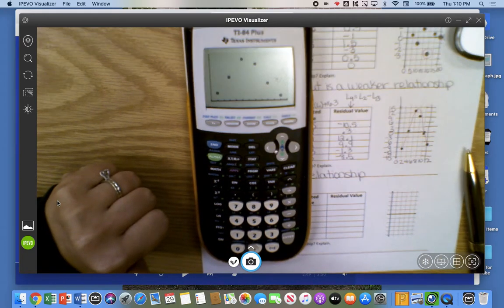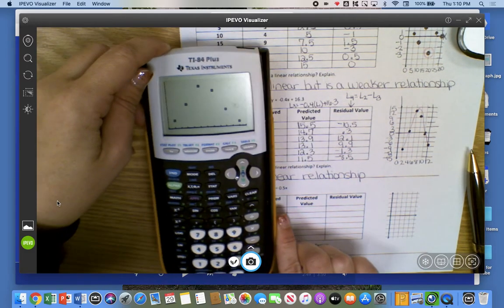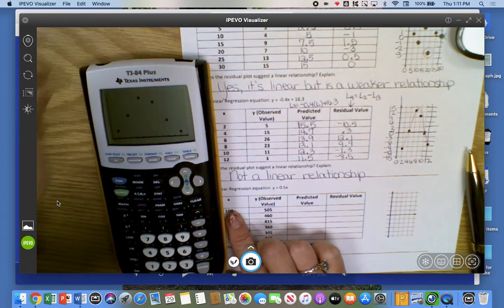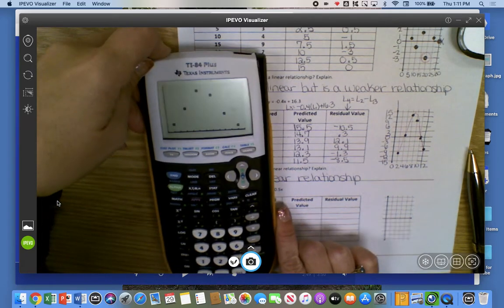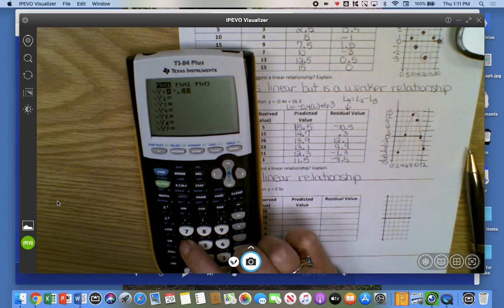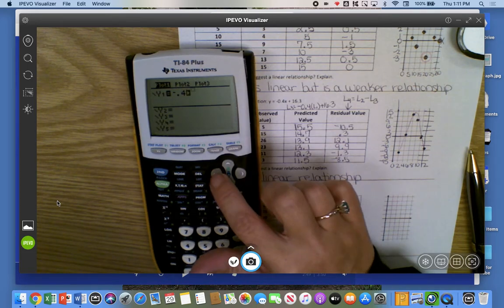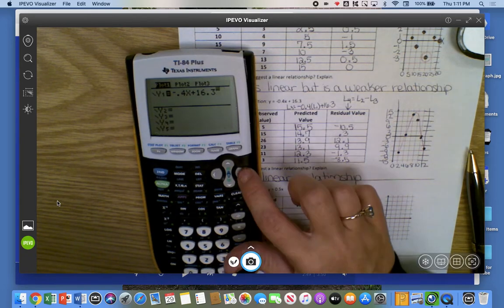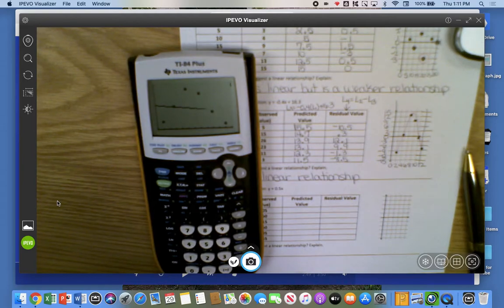So if you guys can see here, this is our stats for our scatter plot. It is not linear, it is quadratic. And if we wanted to type in that line of best fit we were given, y equals negative 0.4x plus 16.3, and graph it, you can see that line.